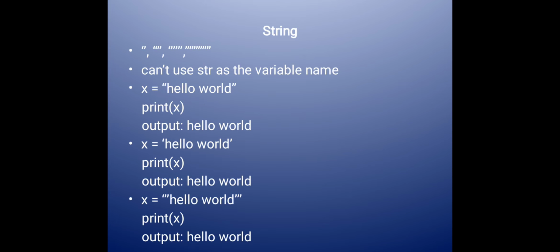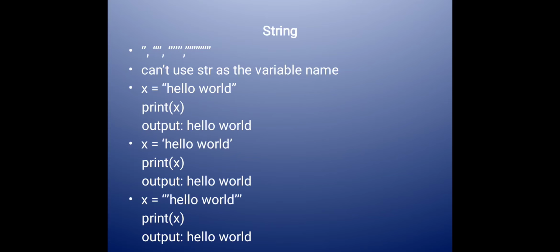Next comes the string data type. The string is an immutable data type. That means its content can't be partially changed or replaced. That's why we call it an immutable data type. And the string is a sequence of characters given in quotes. The quotes can be single quotes, double quotes, triple quotes, or double triple quotes.